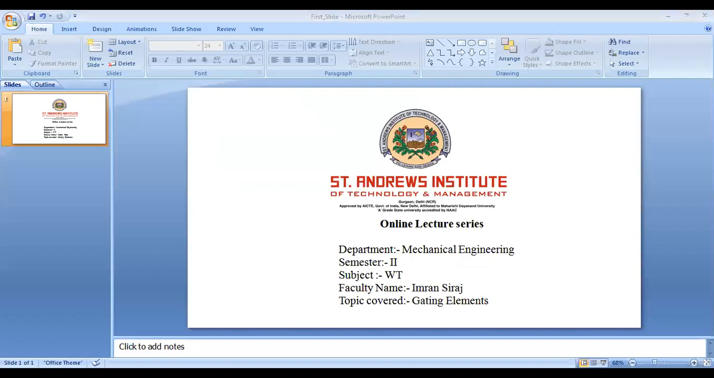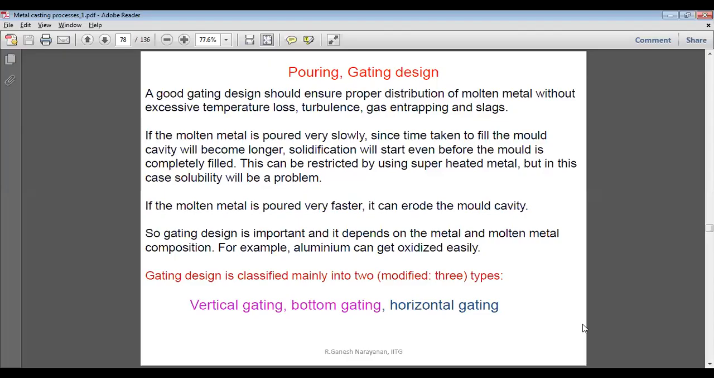So this is the gating element. This is the gating design, and you can see on your screen the gating design. As we have discussed, gating is the channel through which the molten metal is poured into a pattern, into a mold.